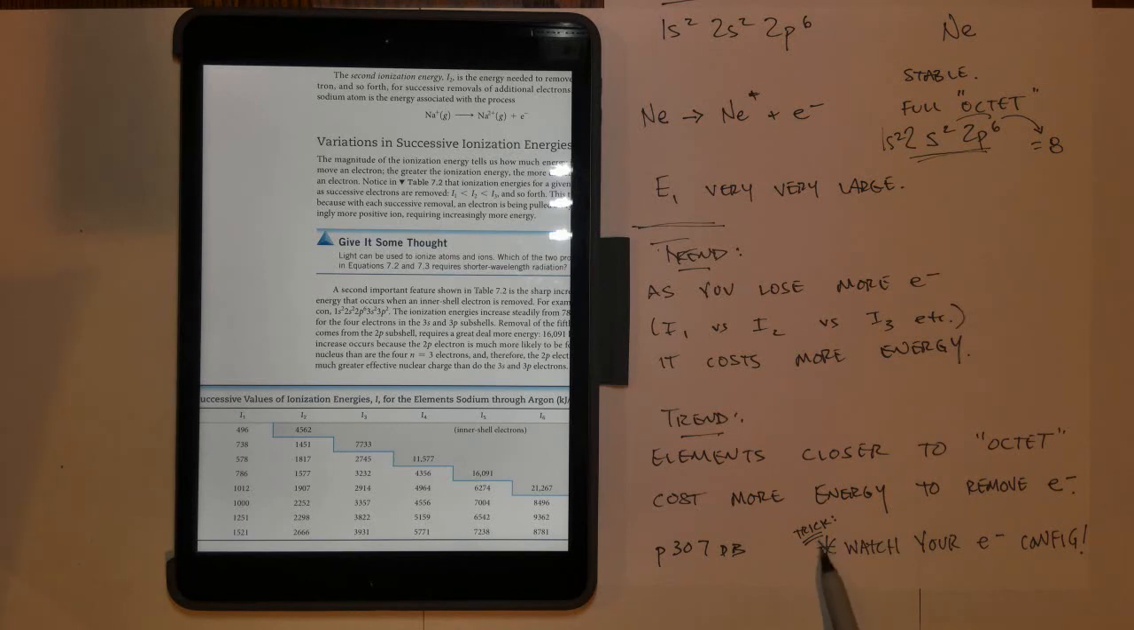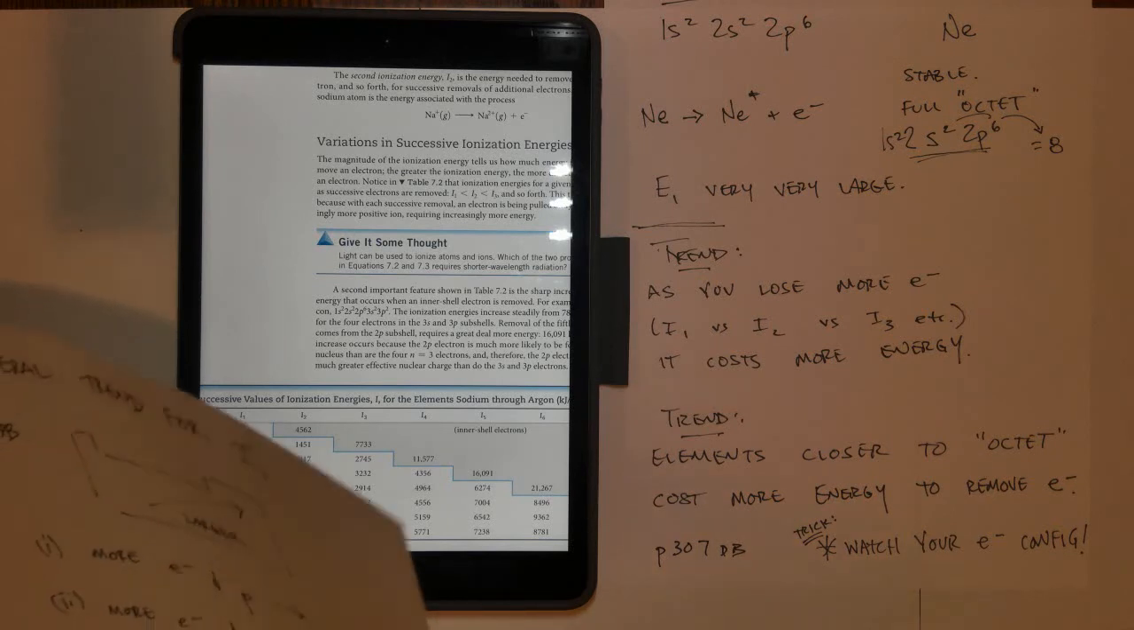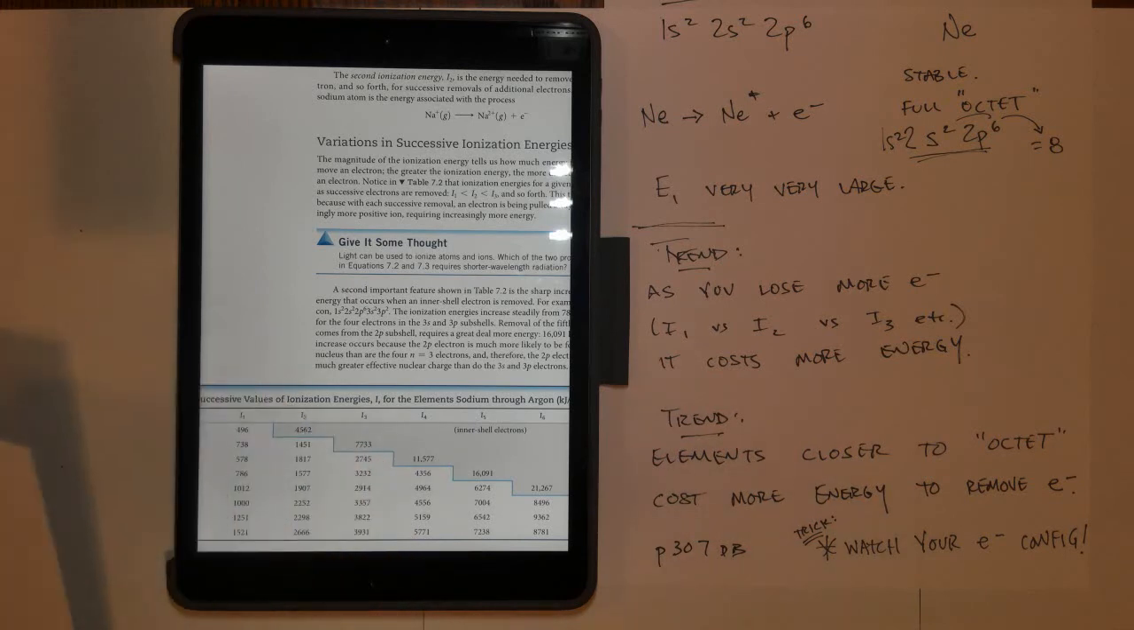Here's a trick when they ask you questions about this. Watch your electron configuration. Write out your electron configuration. See how close you are to stable. The more stable you are, the closer you are to an electron configuration of a noble gas, the more energy it will take to remove that electron, the higher the ionization energy.